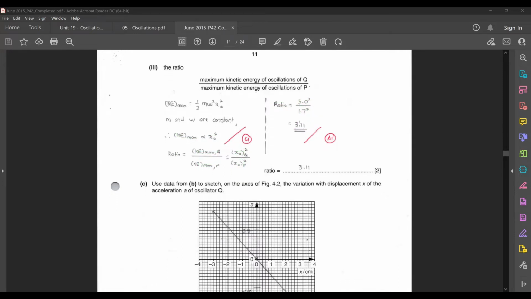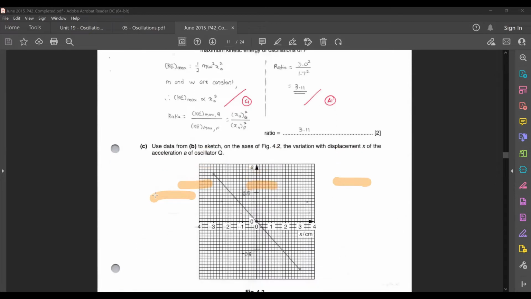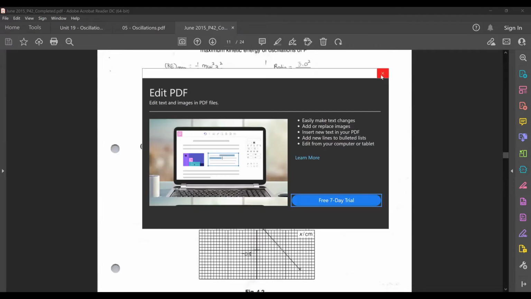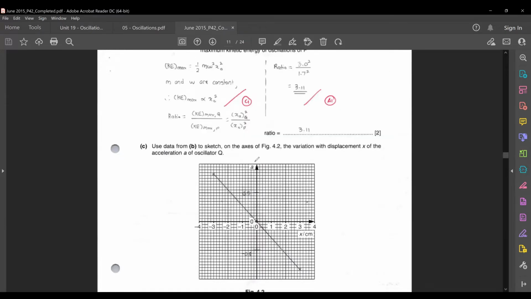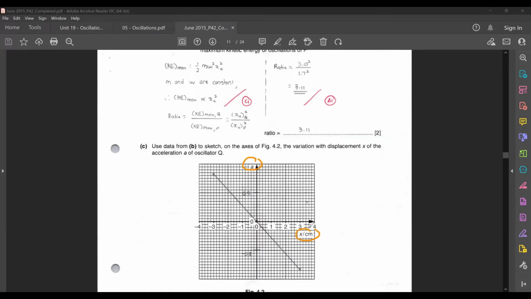Okay, so that one is done. Now use data from B to sketch on the axis of the figure below the variation with displacement x of acceleration a of oscillator Q. They want you to plot a graph of acceleration versus displacement.